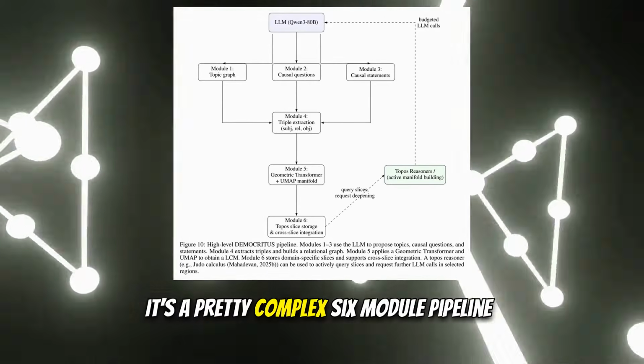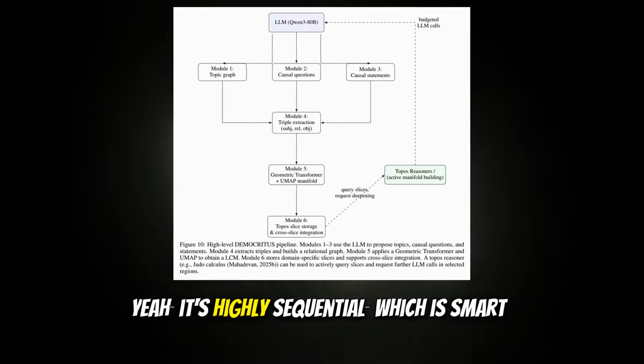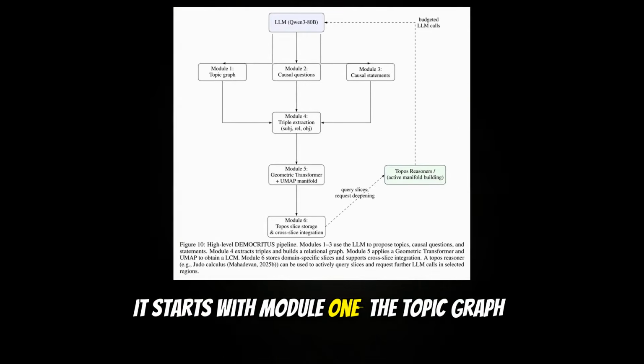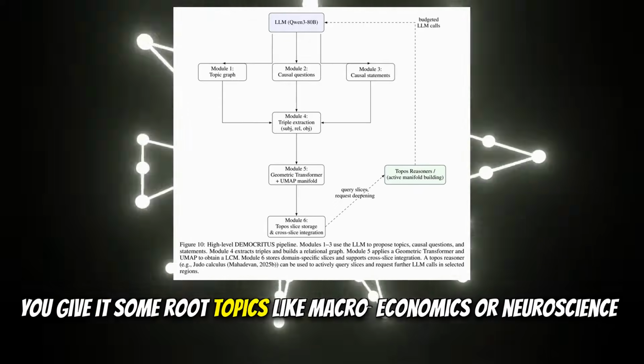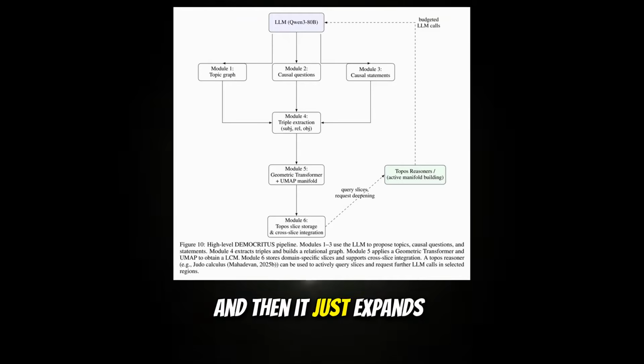It's a pretty complex 6-module pipeline. Yeah, it's highly sequential, which is smart. It starts with Module 1, the topic graph. You give it some root topics like macroeconomics or neuroscience. And then it just expands.